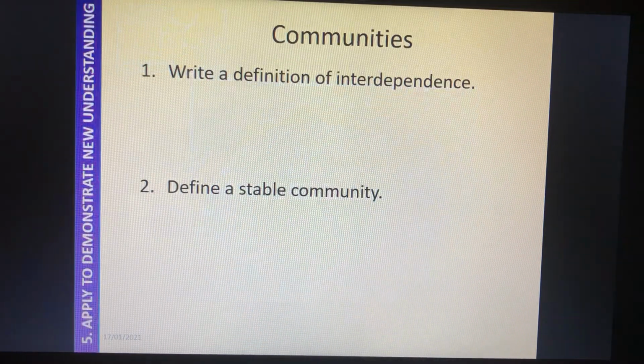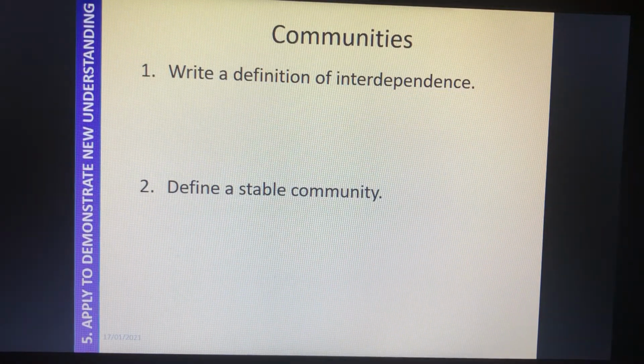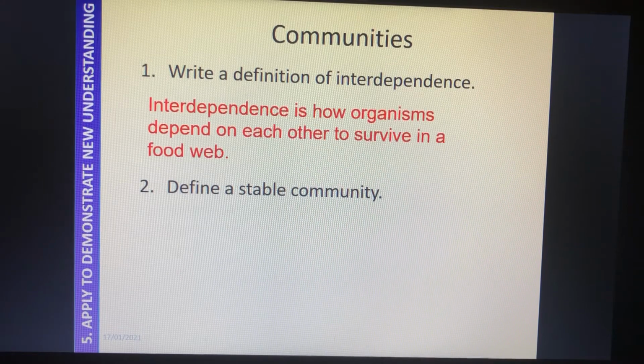Okay, let's move on. So write a definition of interdependence and define a stable community. Now these are a couple of keywords that we definitely need to understand. Interdependence being how individuals depend on each other within an area, an ecosystem, a habitat. So interdependence is how organisms depend on each other to survive in a food web.